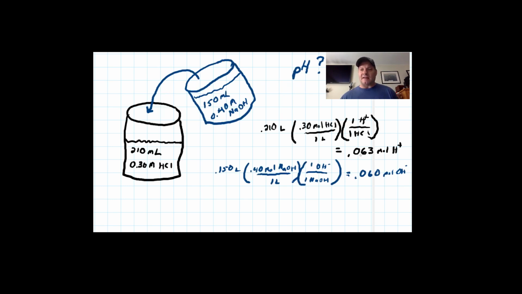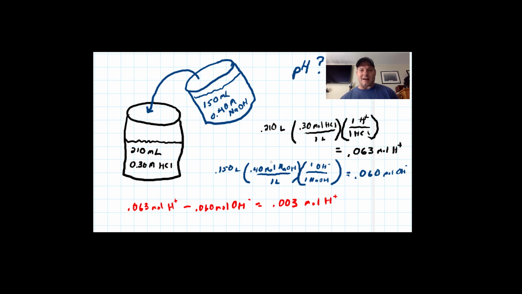If then I were to react 0.063 moles of hydrogen with 0.060 moles of hydroxide, what would be left over? Well, in a sense, I'm not really going to add those, am I? What I need to do is subtract one from the other to figure out what's left over. So if I subtract the moles of hydroxide from the moles of hydrogen, I will have what remains in the solution. So this is going to become a subtraction problem. So obviously I end up with 0.003 moles of hydrogen remaining. So we subtract the smaller from the larger to determine what's remaining.